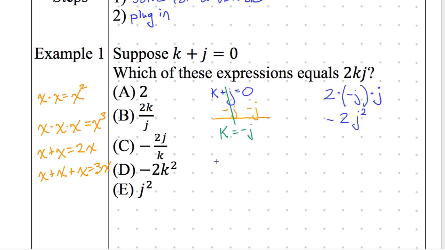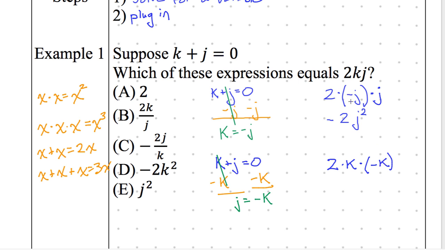Let's try that out. So I'm going to rewrite k plus j is equal to 0. I'm going to solve for j now by subtracting k from both sides. Minus k, and these k's cancel out, so I'm left with j is equal to negative k. Okay, and I'm going to do the same thing. I have my expression 2kj. I'm rewriting it, 2 times k times j, but j in this case now is negative k.